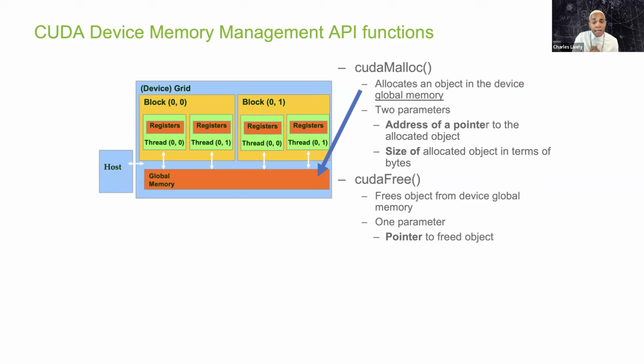The other operation that is needed is, once that operation is moved from global memory back to the host, then you want to deallocate that memory, because we all have a limited amount of memory that we can make use of on a device. So you use cudaFree to free up that object's global memory. Again, that's just one pointer that you pass in, a pointer to the object that needs to be freed.